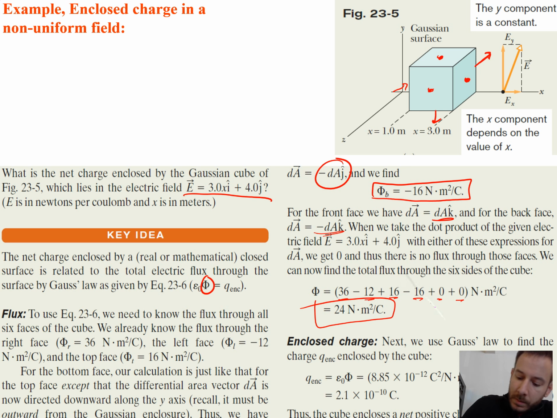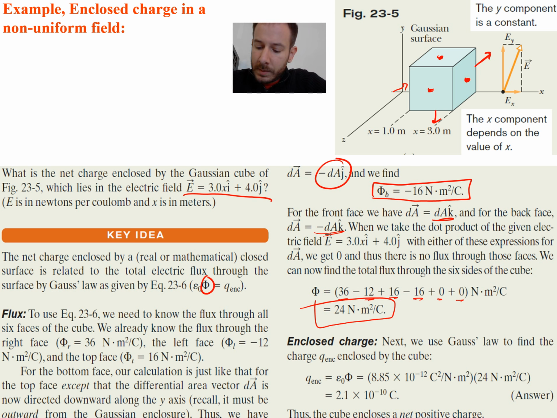The next thing we want to do is use Gauss's law to find the charge enclosed by the cube. Again, the enclosed charge is equal to epsilon naught times our total flux. So we take our constant, multiply it by the result we found before, 24 Newton meters squared over coulombs, and we get 2.1 times 10 to the negative 10 coulombs. So the total charge inside of this enclosed box is 2.1 times 10 to the negative 10 coulombs. And again, it's positive, so the flux is going outward.